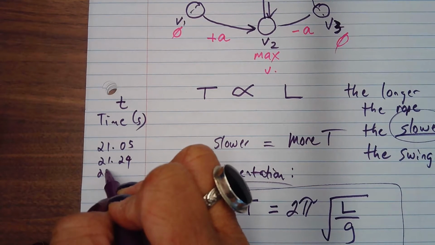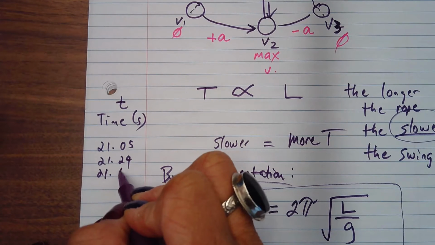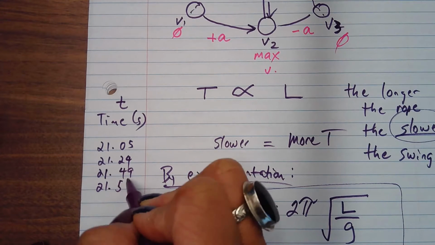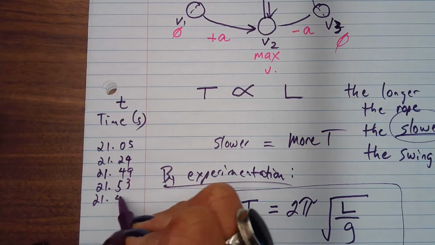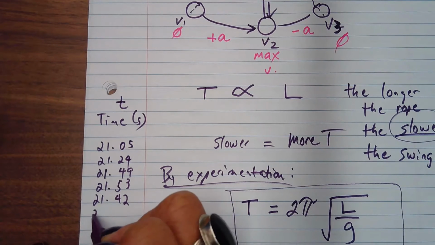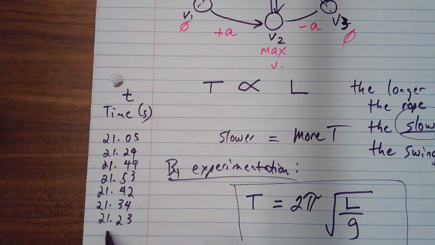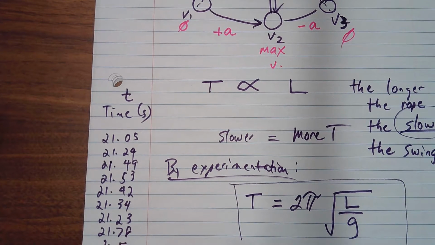21.49. Okay, Sue? 21.53. 21.42. 21.34. Okay, Nick? 21.23. Jess? 21.78. Okay. Fatuma? Ibrahim? D? 20 point... Oh, okay. And Brenda, you did one?